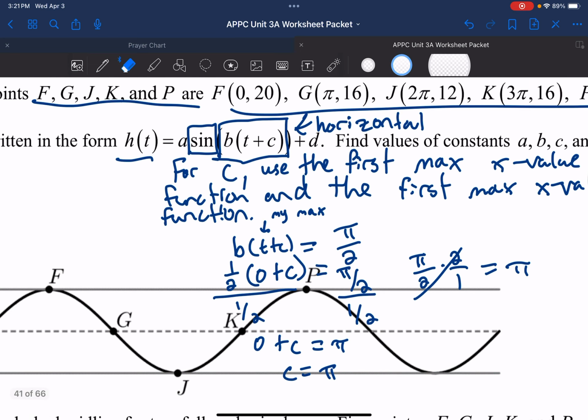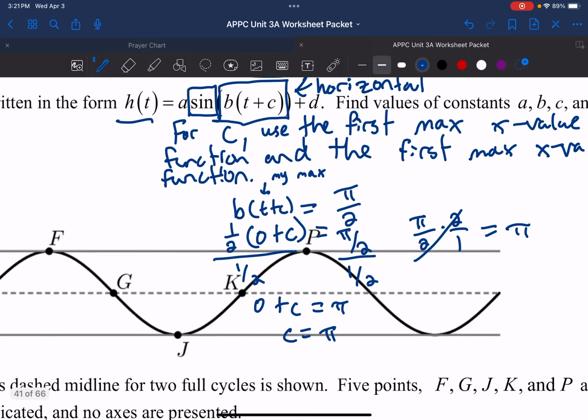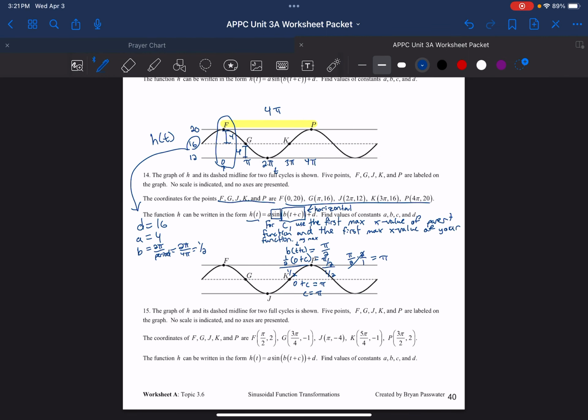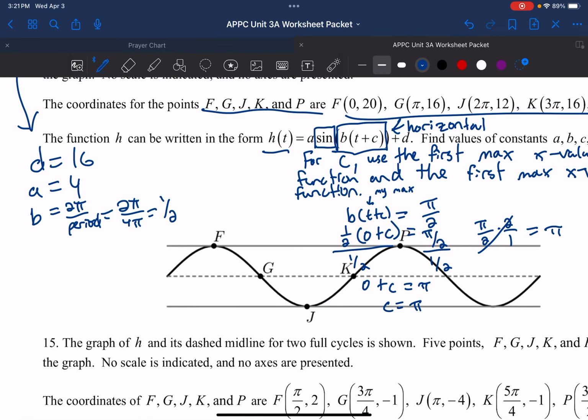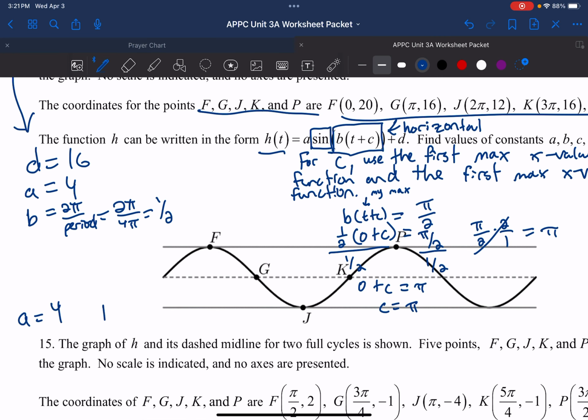And remember, when I put this in here, I've got to think about my sine here. One second. What page am I on? 40. So, if I think about that, I've got my A is 4, B is 1/2, C is pi, and D is 16.